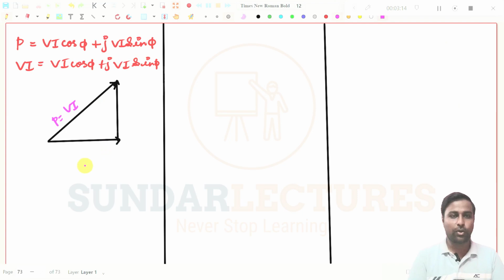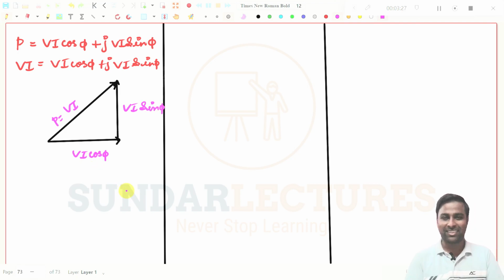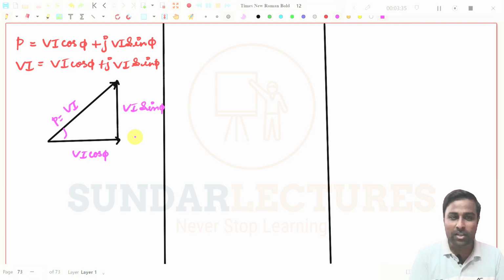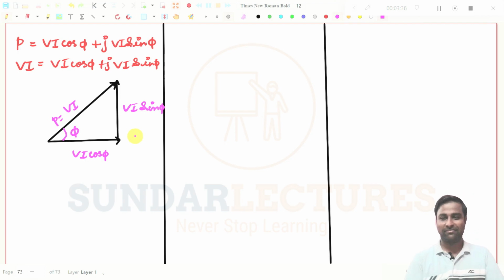So what we can do, this one is nothing but the VI cos phi term, and this is nothing but the VI sin phi term, right? We can draw like this. I have told you, right? If this is the VI, then this can be VI cos phi, and this can be VI sin phi, right? And what is this one? This should be phi. You've seen this. If you want a very deep understanding of these triangles, go through my polar and rectangular form lecture video. You can easily get the point of writing this triangle with the expressions, right?